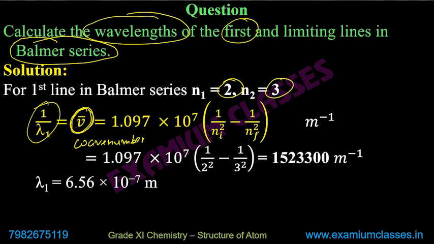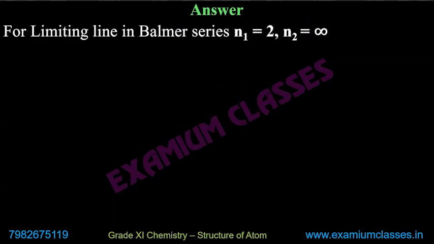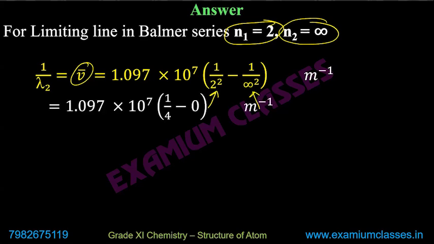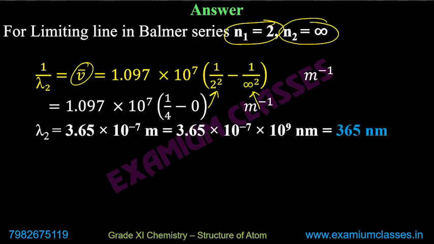Similarly for the limiting line, you now know it means from n equals infinity to the corresponding level; in Balmer series, the reference is 2. So from infinity to 2. But remember for wave number, this will always be n1, this will always be n2. So infinity to 2, substitute the values, get the value of 1 by lambda. From this, you can get the value of lambda. Wavelength has been asked.